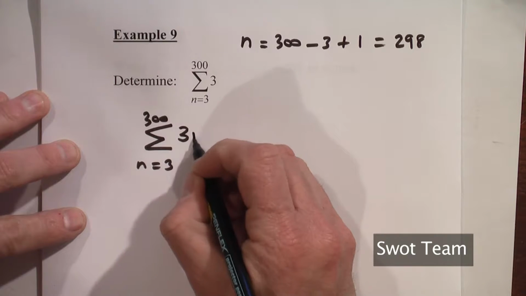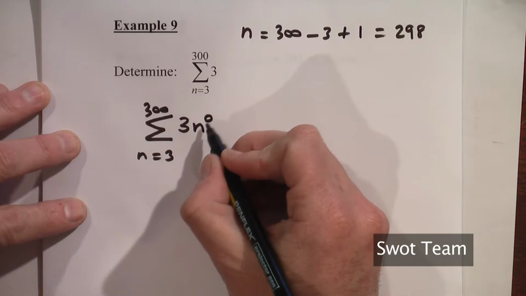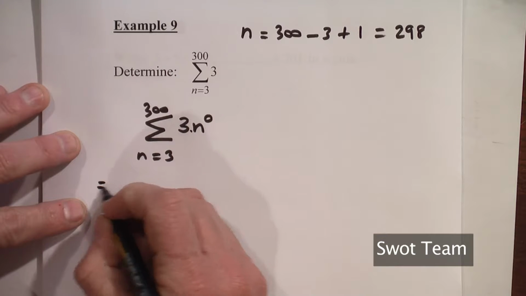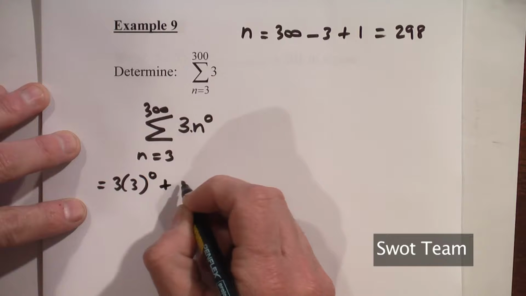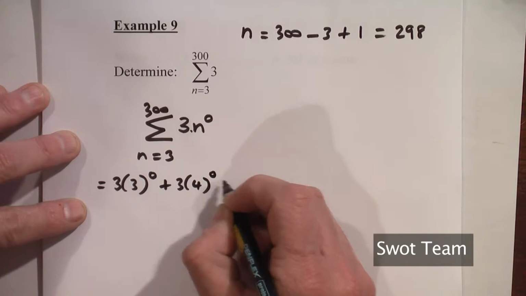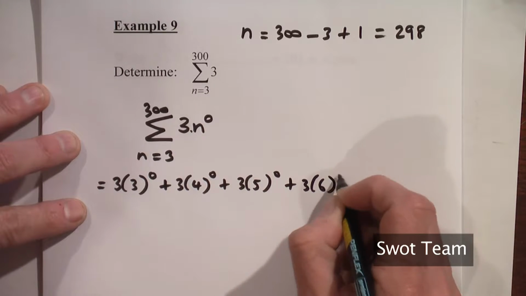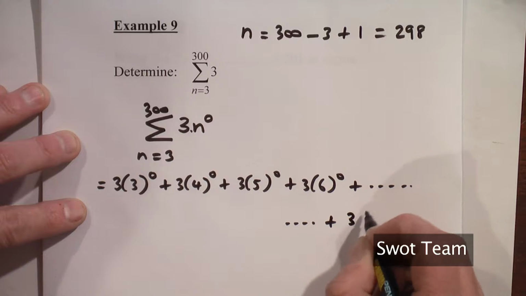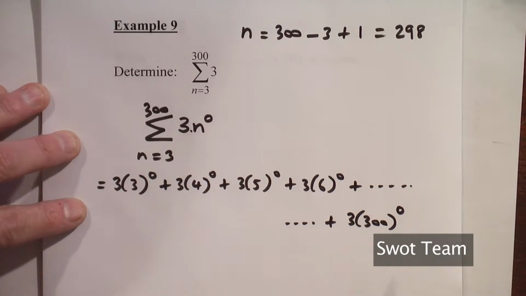You've got 3. You can put n to the power of 0, n to the exponent 0 there. N to the 0 is 1, so you haven't changed much. That's 3 times that. Now watch this. 3 times 3 to the 0, plus 3 times 4 to the 0, plus 3 times 5 to the 0, plus 3 times 6 to the 0. And that goes on all the way till the very final term, 3 times 300 to the 0. And all of these guys are to the 0.